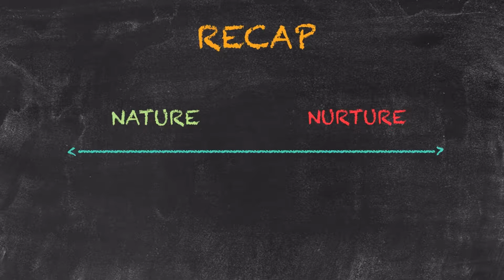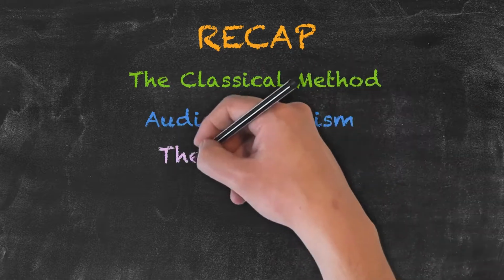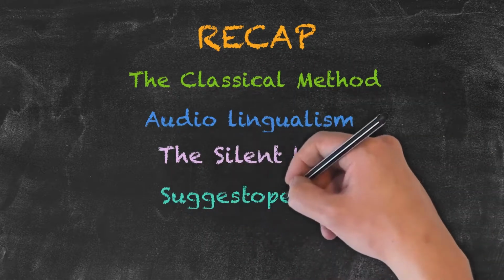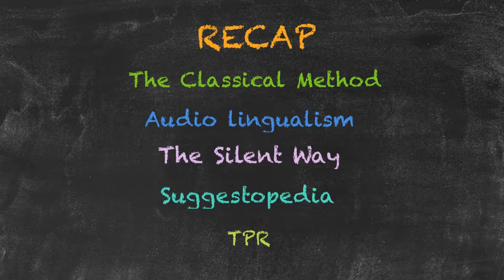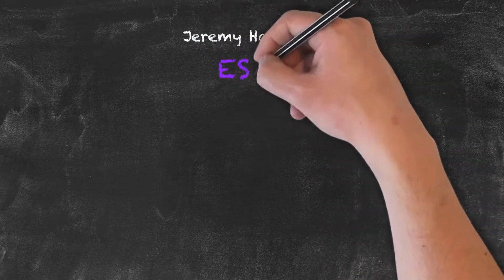So we've had a look, starting in the 17th century and the classical method, and moving on as the ideas of psychology developed to various methods such as audiolingualism, silent way, suggestopedia, and TPR. Each of these showing a development as knowledge about learning increased, and each of these takes a different starting point on our initial spectrum. Our final methodology is accredited to Jeremy Harmer, and it's known by the letters ESA.